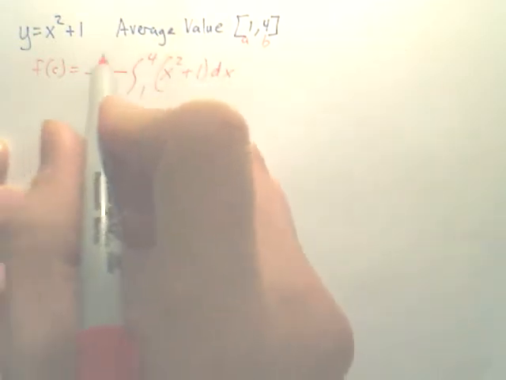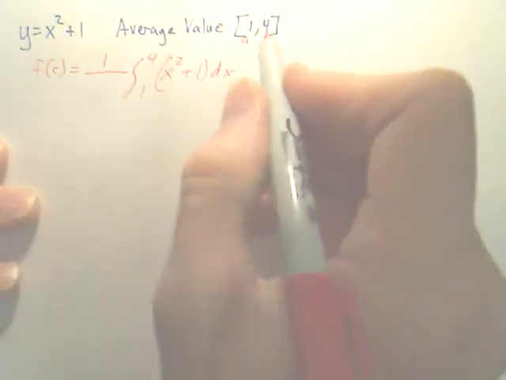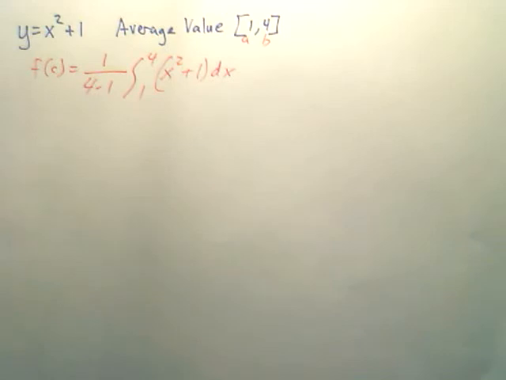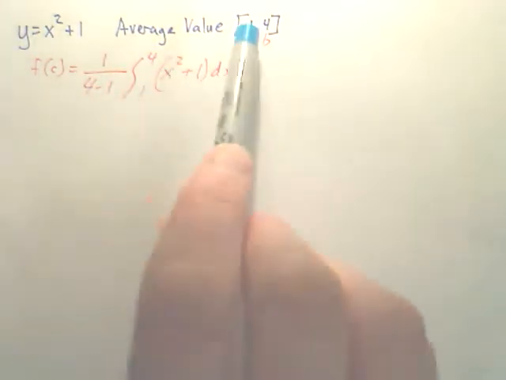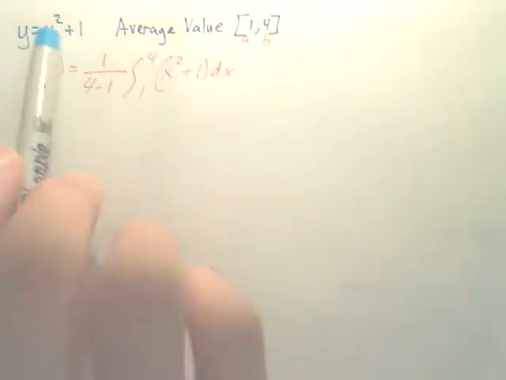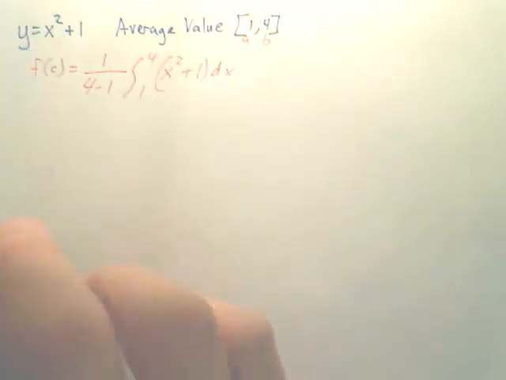Now in front, it's going to be 1 over b minus a, so 1 over 4 minus 1. That will give you the average value. From there, you just solve it. Again, you do 1 over b minus a, you've got your interval, and you've got your equation. You're basically finding the area under this curve and dividing it by how wide it is.